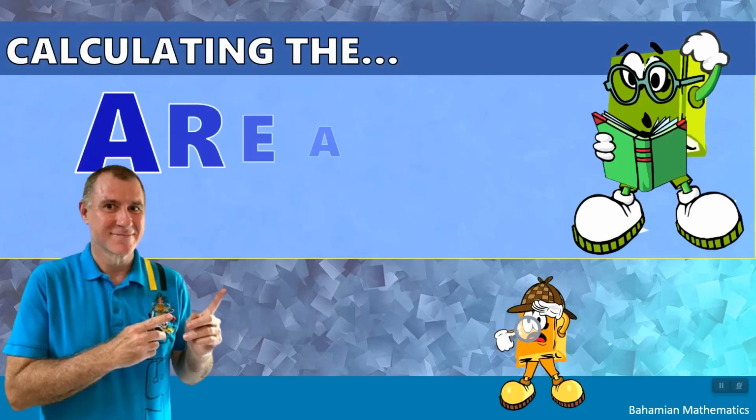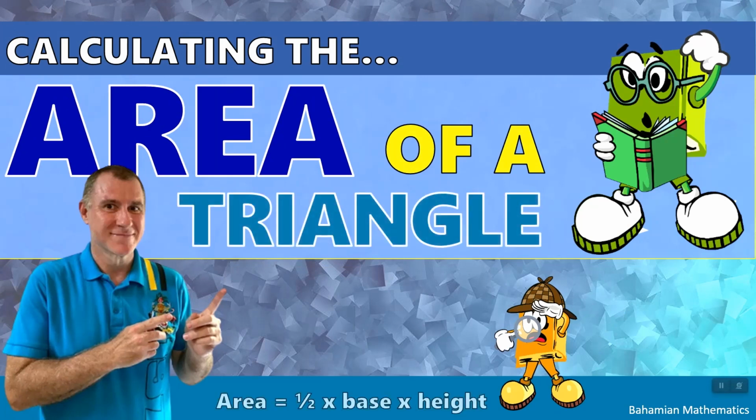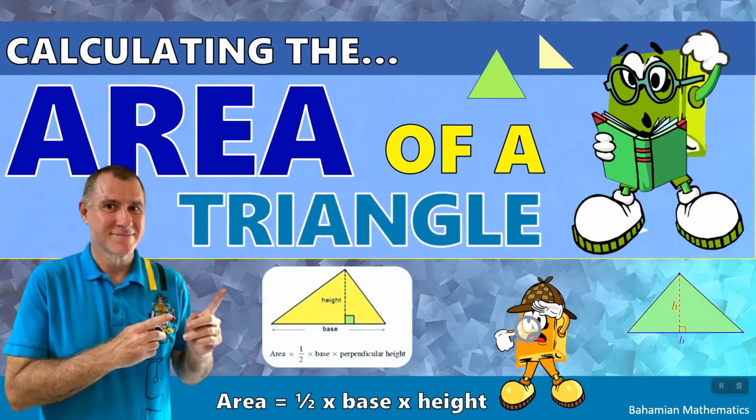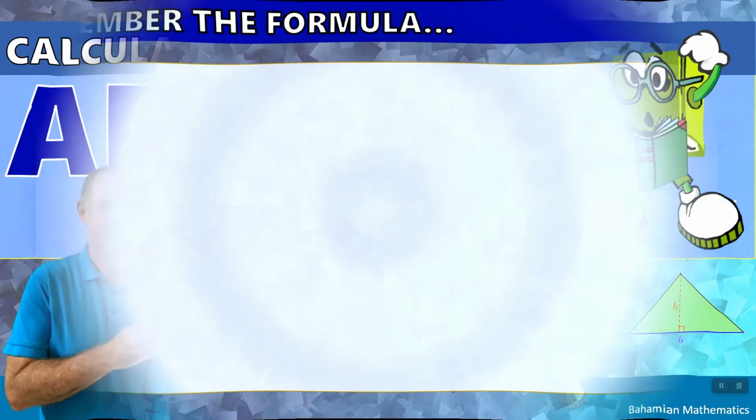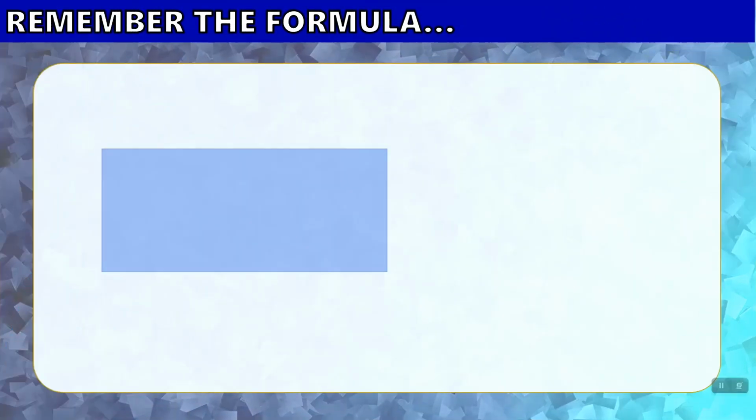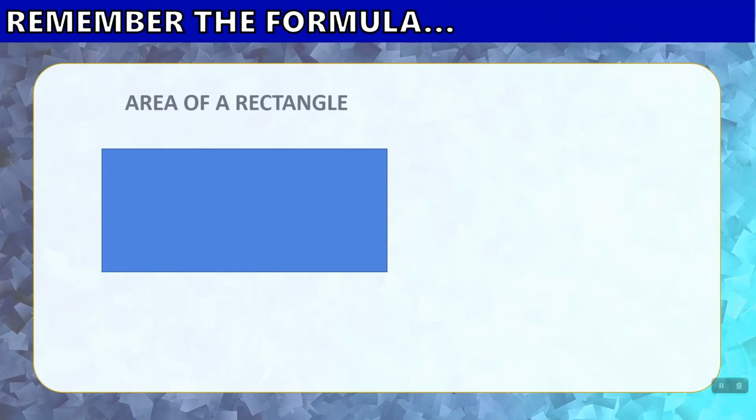In this video, we will learn how to calculate the area of a triangle. We'll learn that area equals half of the base times the height. Let's take a look. Let's remember the formula first for the area of a rectangle.